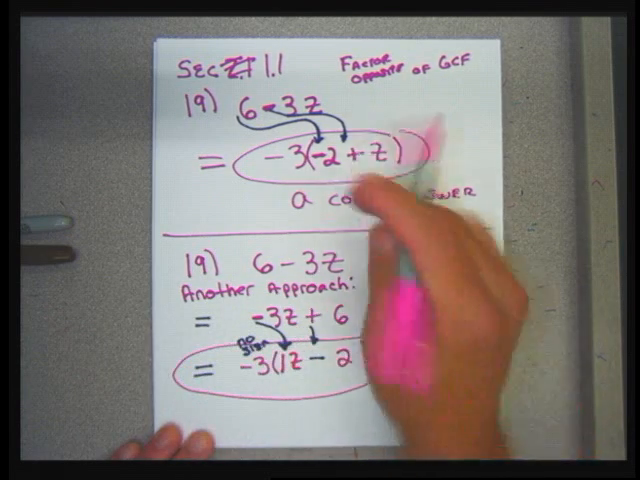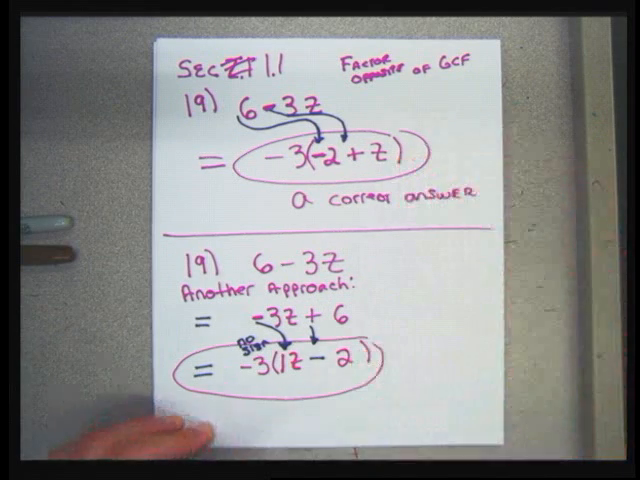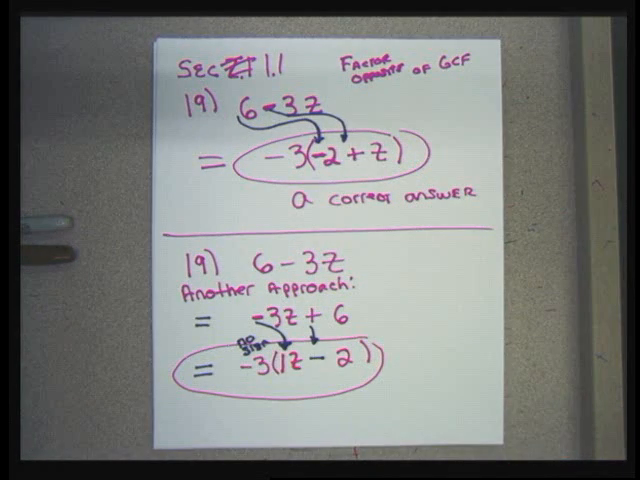So both these answers are correct. Whether you do or don't have the 1 in front of the z, that doesn't make it any less or more correct. It's just a matter of preference. Usually you don't write the number in front of the letter if it's a 1, but it's not wrong to write it.